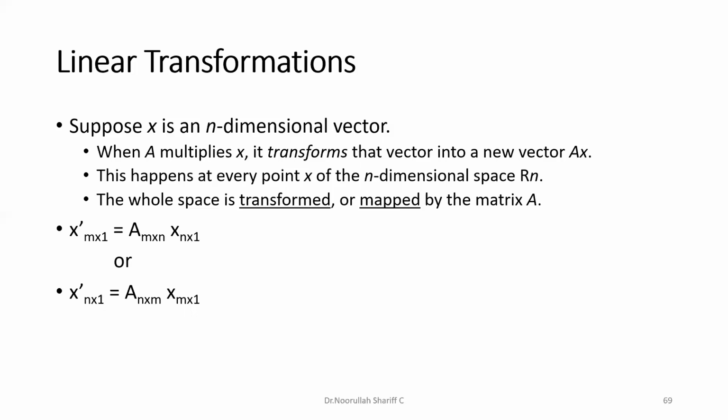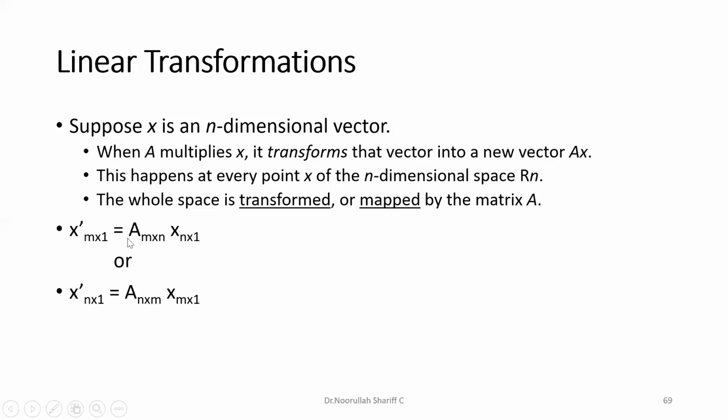So if X is within the n-dimensional space Rn, all the points in it will get transformed into another point X dash, which will be in the space Rm. The whole space is transformed or mapped by the matrix A. And that is shown over here clearly.